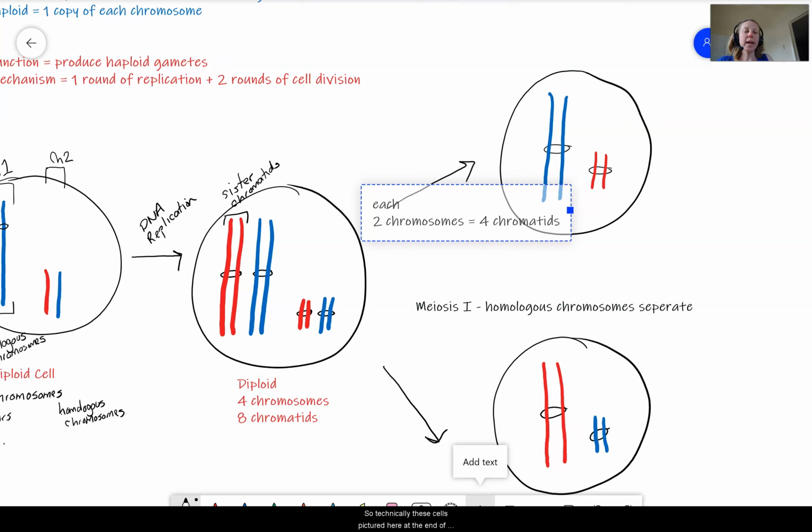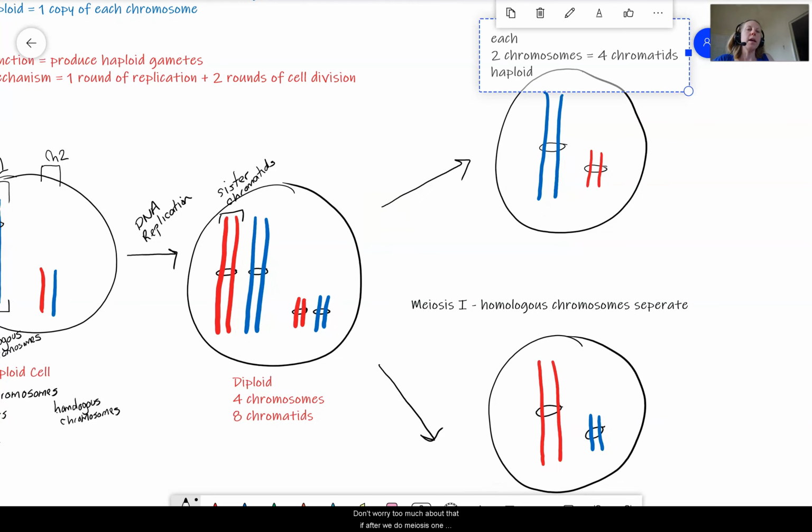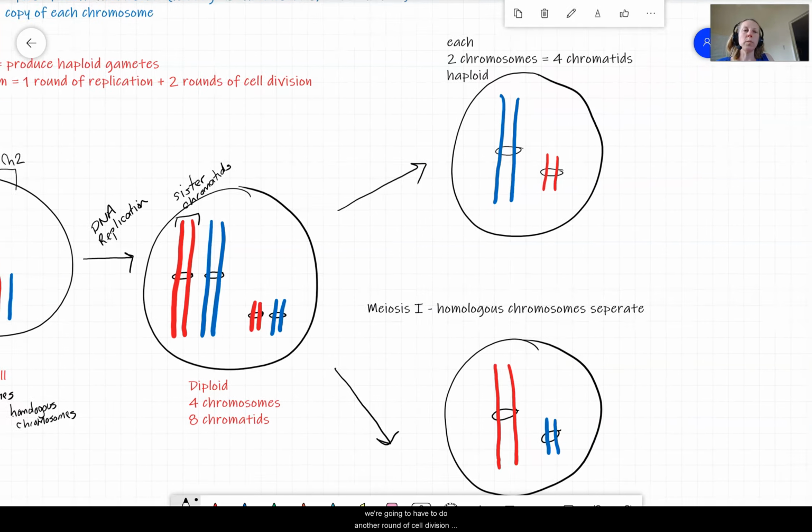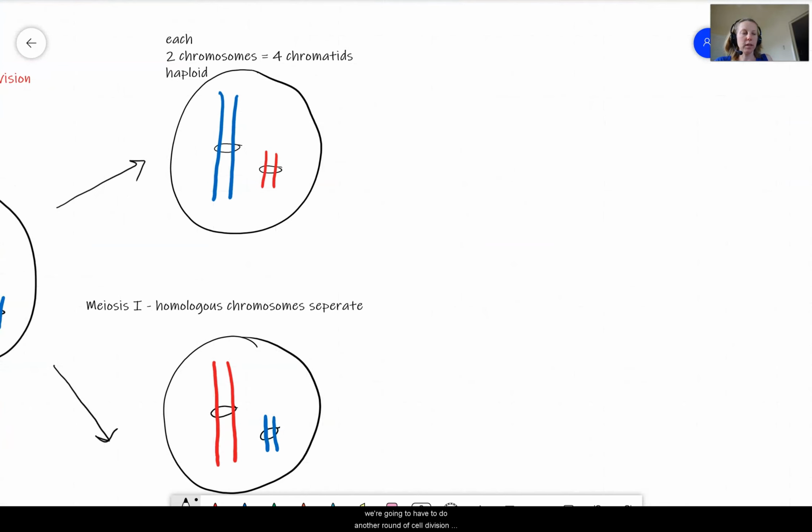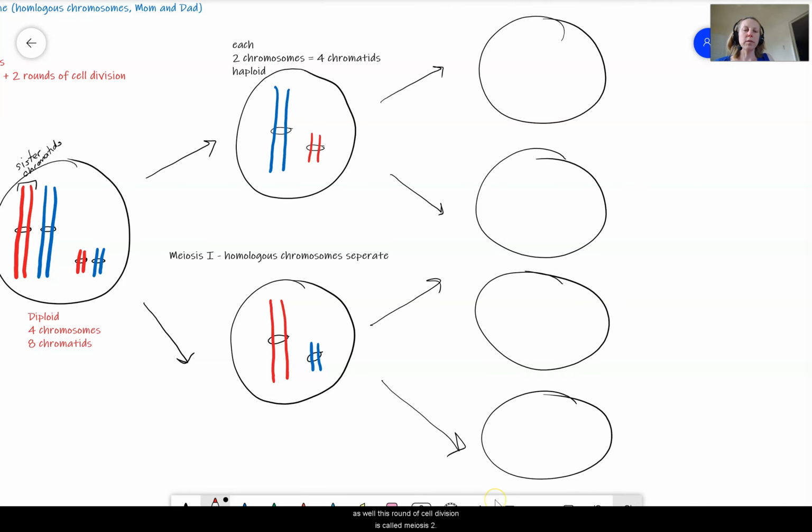Right? So technically, these cells pictured here at the end of meiosis 1 are haploid because they have only one version of each gene. Don't worry too much about that. After we do meiosis 1, we're going to have to do another round of cell division as well. This round of cell division is called meiosis 2 because it happened second. And in meiosis 2, the sister chromatids separate.